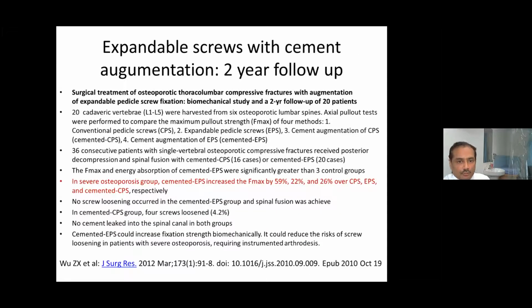So, however, to improve the construct further, expandable screws have been used with cement augmentation. This is the first study wherein Yu et al. combined the expandable screws with cement augmentation. They found that cement augmented expandable screws have the highest maximum pull-out strength, around 59% over the normal screws, and quite higher than the normal expandable screws or cement augmented pedicle screws.